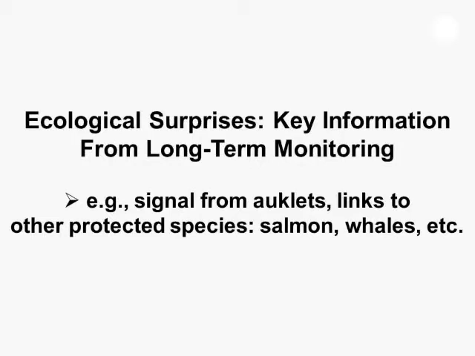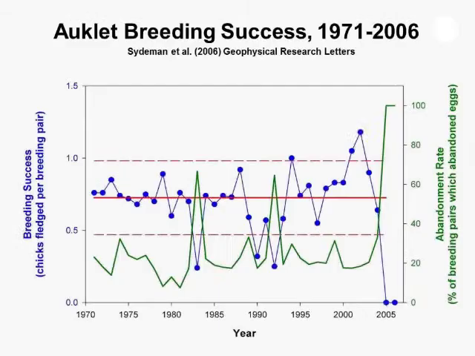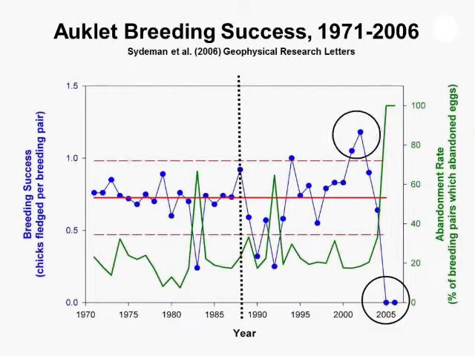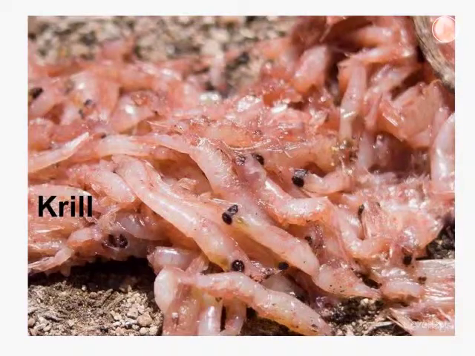We get signals from auklets. We can link to other protected species such as salmon and whales and things like that. I think I'm going to skip over this in the interest of time. We talked a little bit about krill.